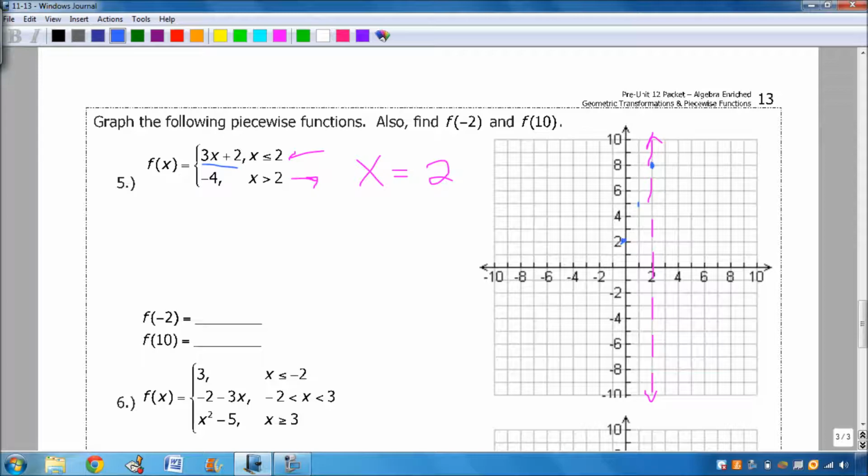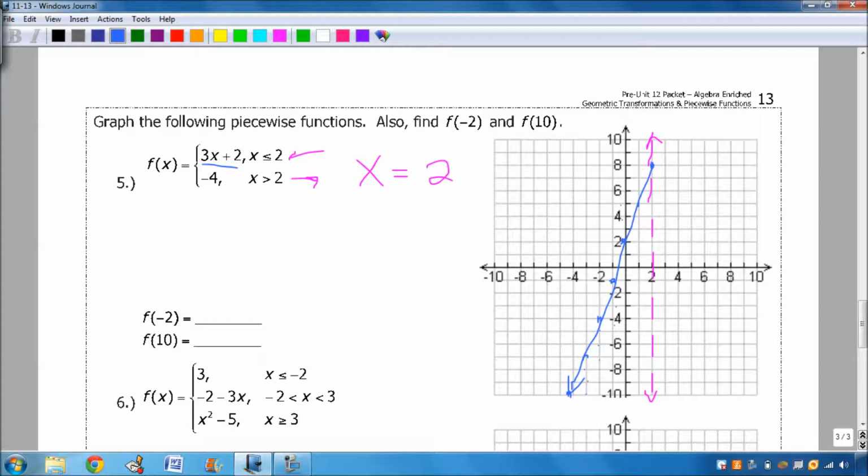So instead of going up 3 and over 1, I can also go down 3 and to the left 1 because that'll still give you a positive slope. Okay? So then when you connect your dots right here, that's your first graph, and then it keeps going on forever in the negative direction, okay?